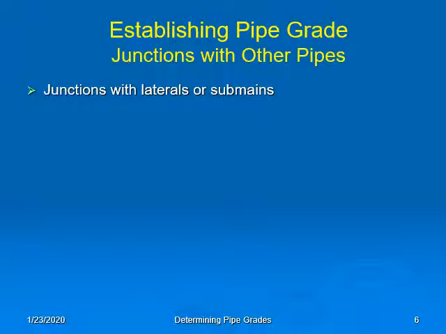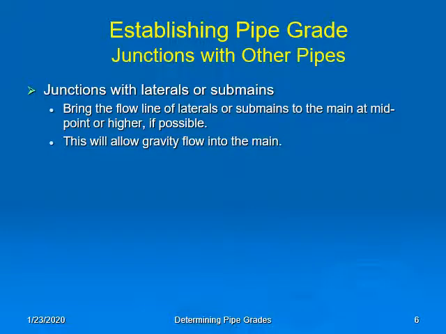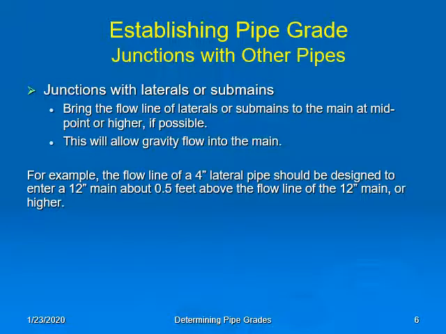The elevation of the main at junctions with laterals needs to be factored in. Where we have junctions with laterals or submains, we want to bring the flow line of the laterals or submains to the main at the midpoint of the main or higher if possible. This will allow gravity flow into the drain. For example, the flow line of a 4-inch lateral pipe should be designed to enter a 12-inch main about 1/2 foot above the flow line of the 12-inch main or higher.